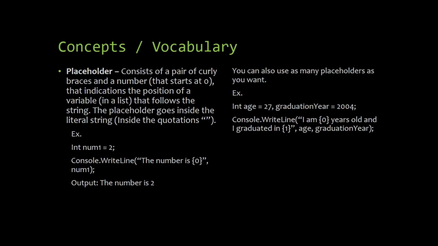Now something to remember when you deal with placeholders: you have to have as many variables as you have placeholders. There will be an error if I had placeholder 0 and placeholder 1, but only had age represented inside. If I wanted to use age twice, I would type age, comma, age. So keep that in mind. It's just a placeholder for any particular variable that you assign it to.